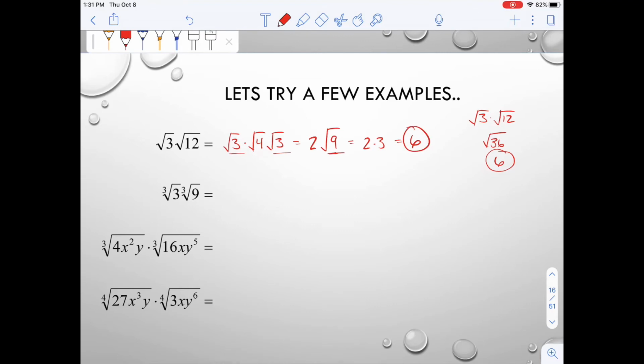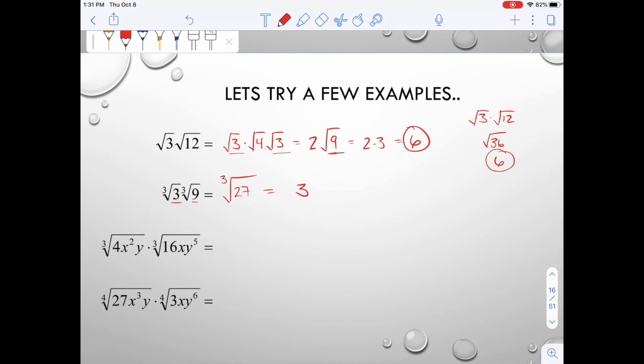The next example, I have cube root of 3 times cube root of 9. Neither 3 nor 9 are perfect cubes, and neither of them have perfect cube factors. So what I can do then is use that property. I'm going to multiply these together. So when I have cube root of 3 times 9, I'm going to get cube root of 27. 27 is a perfect cube, and it's going to actually be 3. Okay.